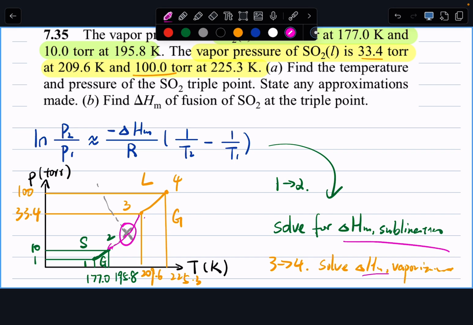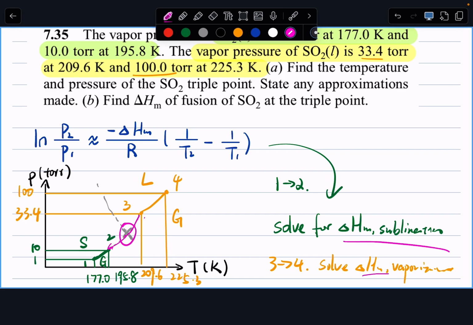That becomes the logarithm of 10 over 1, roughly equals negative delta molar enthalpy of sublimation over 8.314 times 1 over 195.8 minus 1 over 177. Plugging into your calculator, you'll get the delta sublimation enthalpy equals 35290 joule per mole. We're using the same unit for the gas constant. It doesn't matter which version of the gas constant you use.